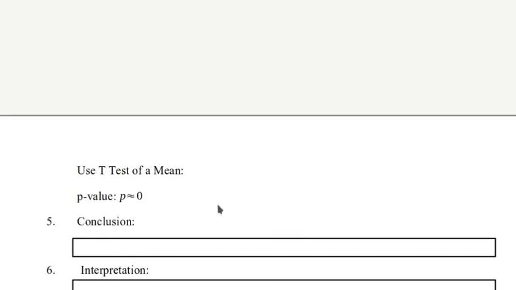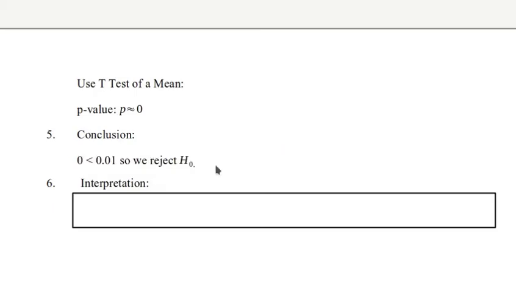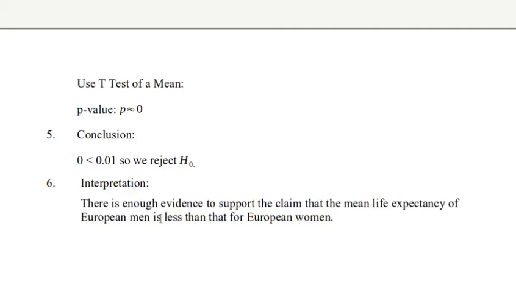So let's go in and state our p-value, approximately 0, which means that the p-value is less than alpha, our 1% level of significance. So we can say that there is enough evidence to support the claim that the mean life expectancy of European men is less than that for European women. And that concludes Chapter 7, our first look at hypothesis tests.